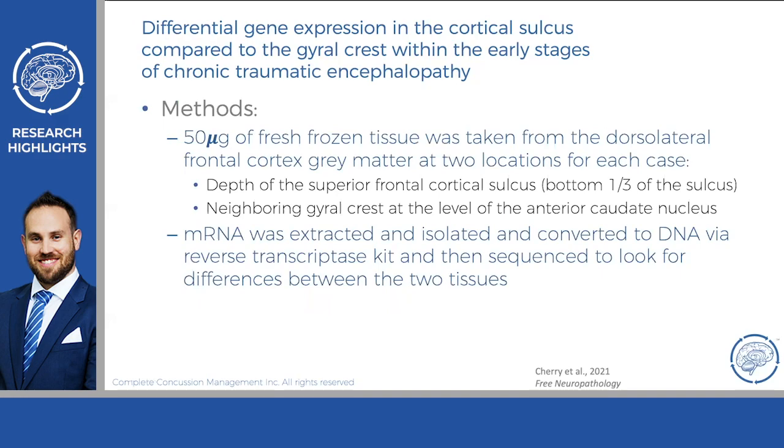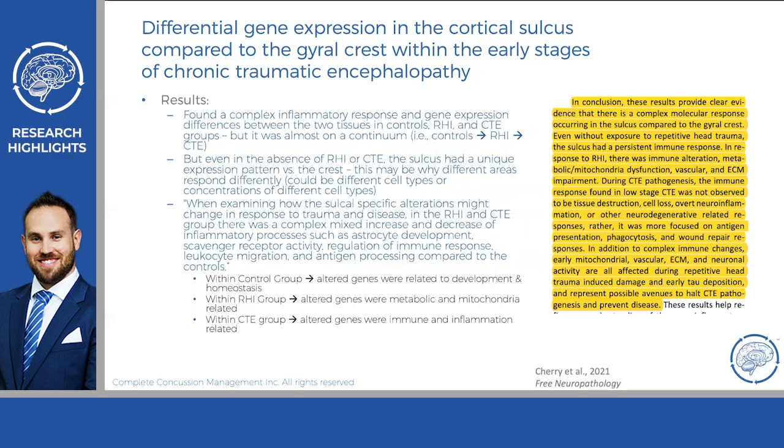Here's what they did. 50 micrograms of fresh frozen tissue taken from the dorsolateral frontal cortex gray matter at 2 locations for each case. They looked at the depth of the superior frontal cortical sulcus, and they looked at the neighboring gyral crest at the level of the anterior caudate nucleus. mRNA was extracted and isolated and converted to DNA using a reverse transcriptase and then sequenced to look for the differences in the genetic material, the genes, between those two separate tissues.